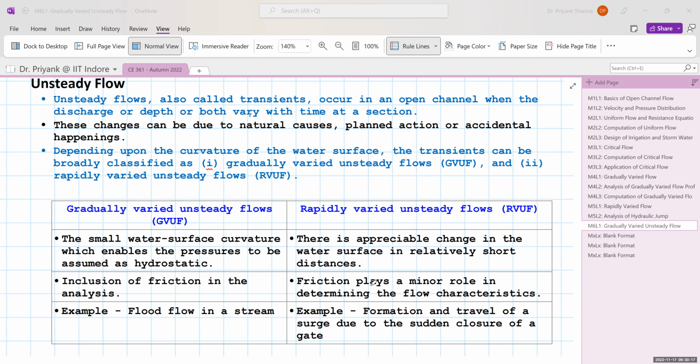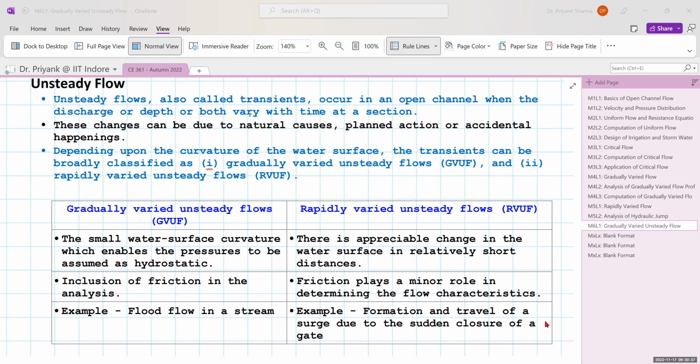An example of GVUF is a flood flow. An example of RVUF is the formation and travel of a surge due to sudden closure of a sluice gate. In a canal or elsewhere, if you suddenly close the sluice gate, there can be a wave propagating backwards, and that could cause a surge.